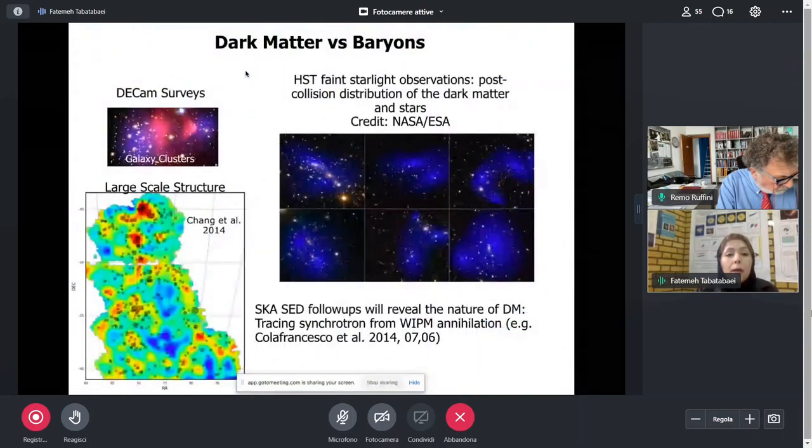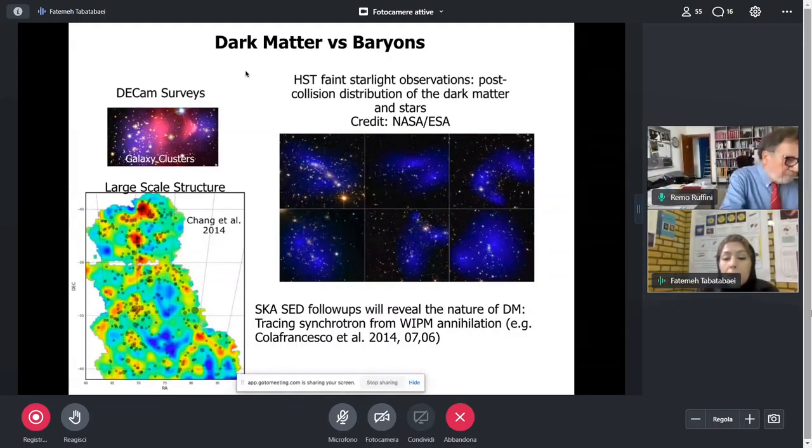Especially now, thanks to the Dark Energy Camera surveys and also HST surveys of the dark matter, which are mapping this in the clusters of galaxies and at very large scales, the SKA would provide the opportunity to compare the synchrotron emission with these larger scale structures to learn about the identity of the dark matter, whether it is weakly interacting particles or so.